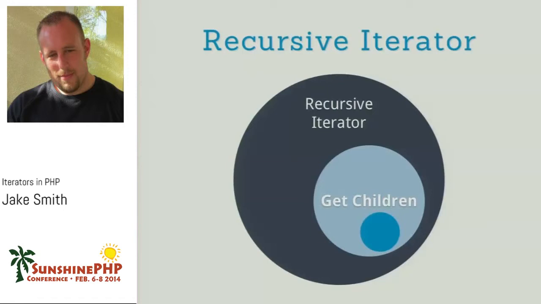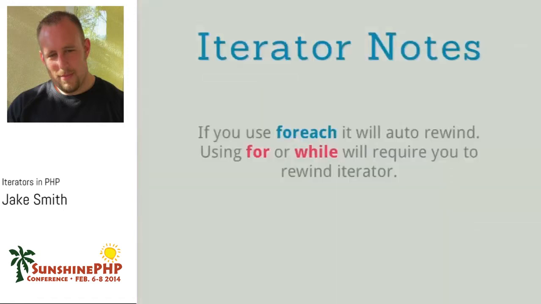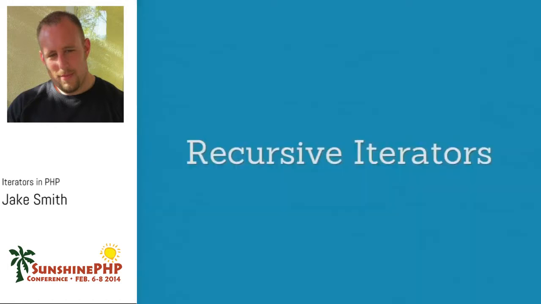So just a note, if you use foreach with an iterator, it will auto rewind. If you're using a for or a while, you need to make sure that you actually rewind the iterator itself. That's just a little side note. All right, on to recursive iterators.